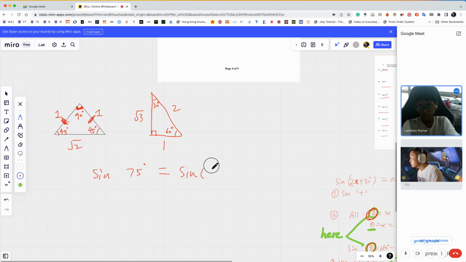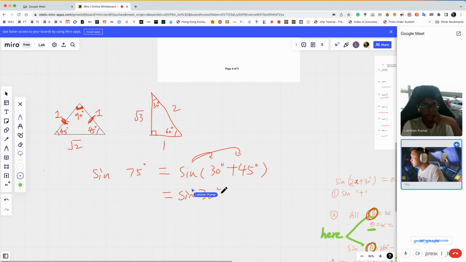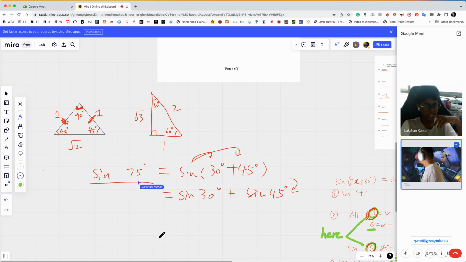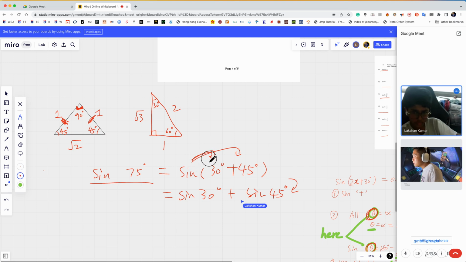So you can see it as sine of 30 plus 45, right? And then you need to open the bracket. Do you know how to open the bracket? Do you open the bracket like this, sine 30 plus sine 45? Is this correct? No. You need to use special angles. I asked you not to use a calculator. That's why you break it into special angles.